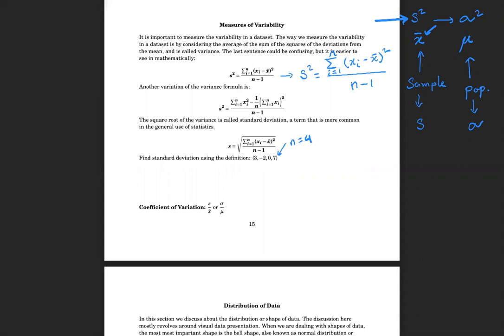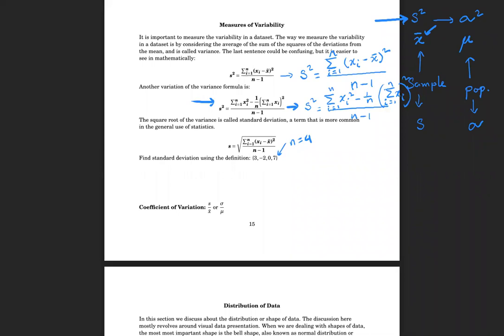An exactly equivalent formula is this one too. In calculations, they use this one more often. S squared is equal to, again, divided by sample size minus 1, summation i is equal to 1 to n of xi square, minus 1 over n times the summation i is equal to 1 to n of xi, this whole thing squared. And that's what the formula is.